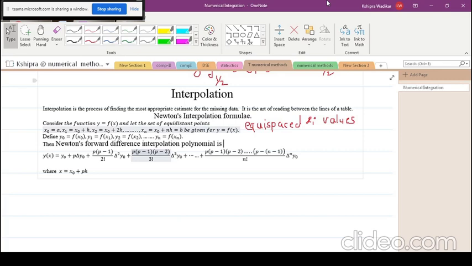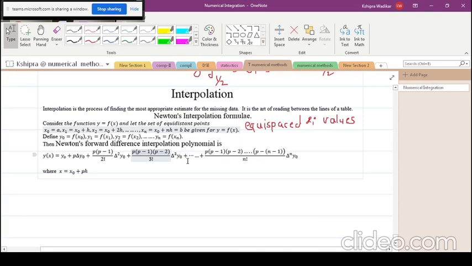So for Newton's forward difference interpolation, we consider a function y equal to f(x) and a set of equidistant points, say x0 equal to a, x1 equal to x0 plus h, x2 equal to x0 plus 2h, and so on up to xn equal to b, for the function y equal to f(x). What we require here is that your xi's should be equispaced. This is our requirement. Define y0 as f of x0, y1 as f of x1, y2 as f of x2, and so on.